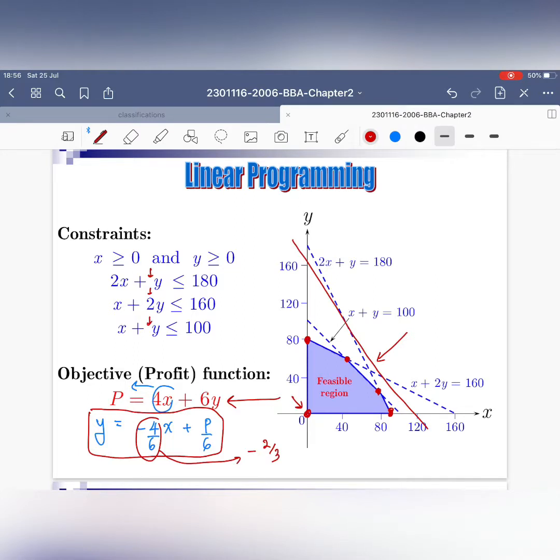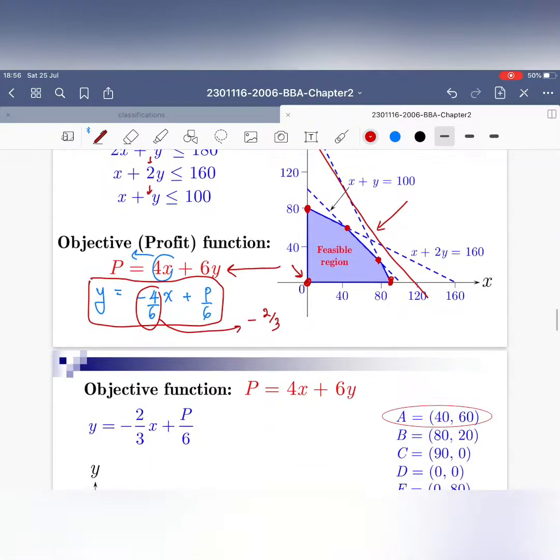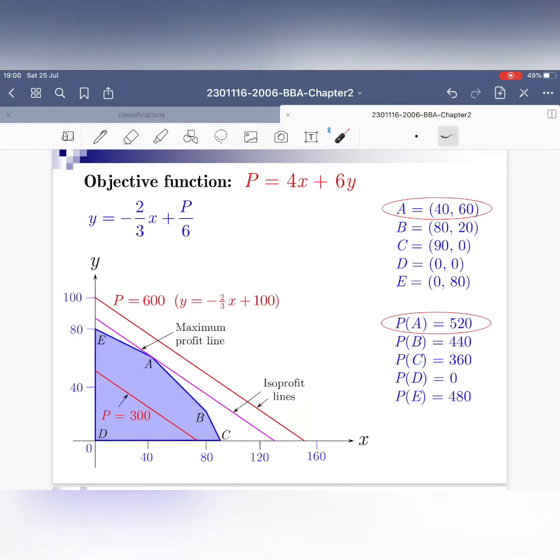So do you remember all the points? Here we have your E as (0, 80). Here your A is the intersection between two lines, remember, which is (40, 60). Your B is (80, 20). Your C is (90, 0), and your D, of course, is (0, 0).